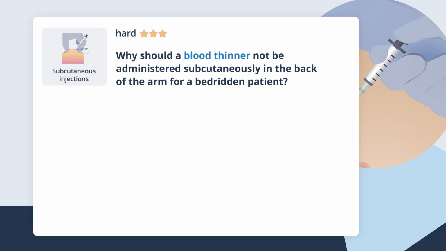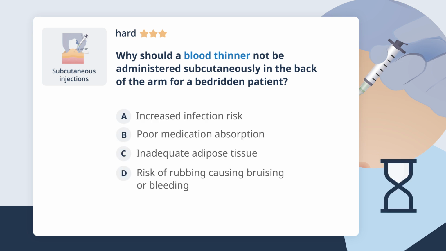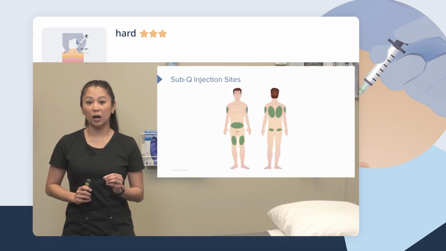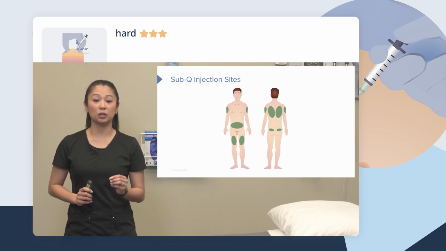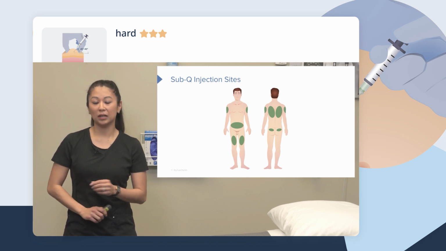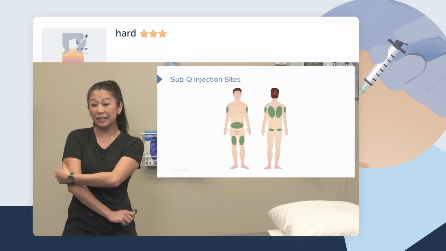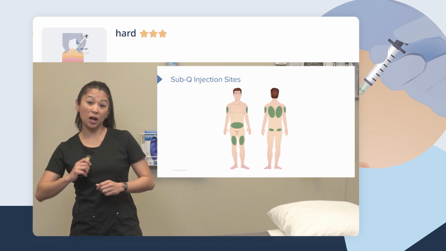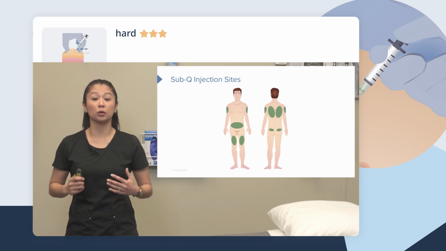Why should a blood thinner not be administered subcutaneously in the back of the arm for a bedridden patient? One key note about administration of a subcutaneous medicine that's a blood thinner: if we can avoid it, we really don't want to give a blood thinner in the back of the patient's arm, because if they're in bed, they may rub here and this may cause bleeding or bruising at this site.